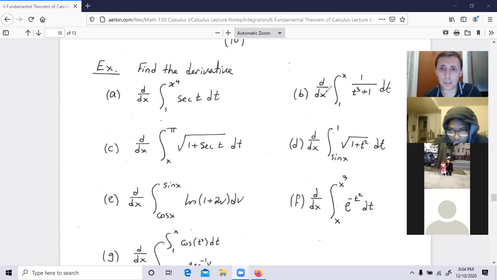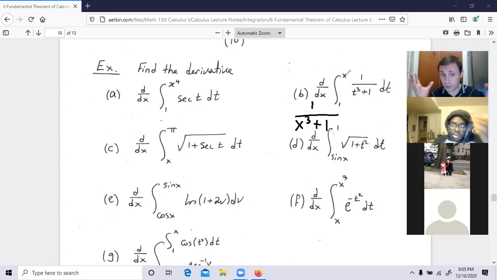Well, Christian, what's the derivative of this function? You just simply plug in the x. So it's 1 over x cubed plus 1 on the bottom. Good. That's how it works, you see? That's the derivative of those integrals. That's why they were built, it's just the integrand at x. Good. Now calculate C, please.